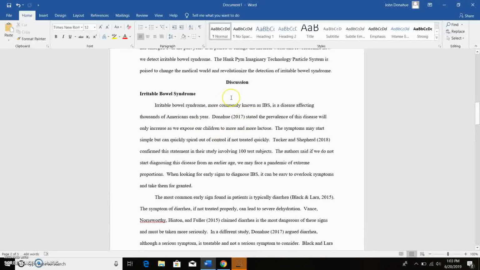Now going through this paragraph, I'm going to show you some of the citations that I did. I started with this one. Donahue, 2017, stated the prevalence of this disease will only increase as we expose our children to more and more lactose. Now you'll notice, and this is important, whenever you are doing a citation, make sure that you put things in the past tense. And the reason for that is this study was already conducted. This article was already written. It's not happening in present time. It already happened in 2017. So make sure you are using the past tense there.